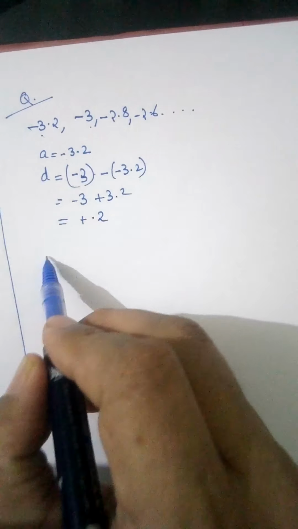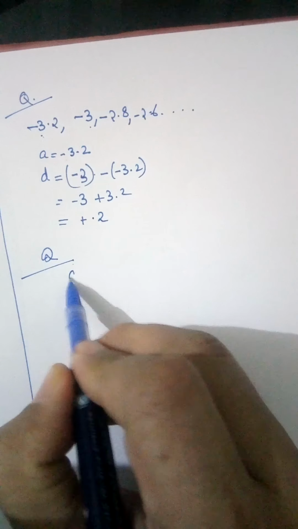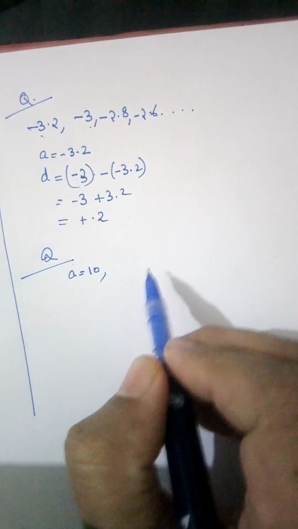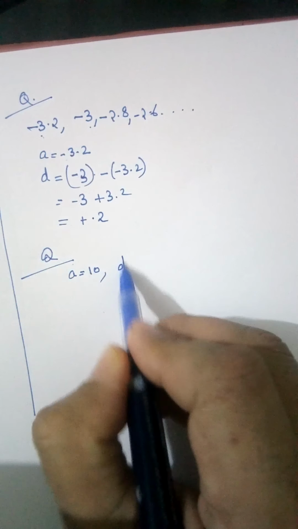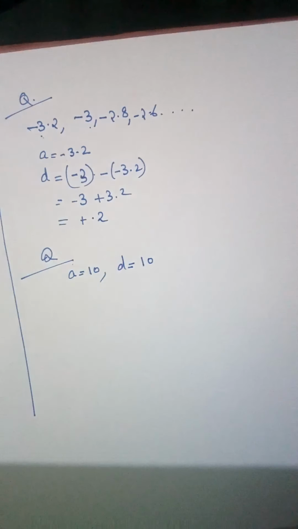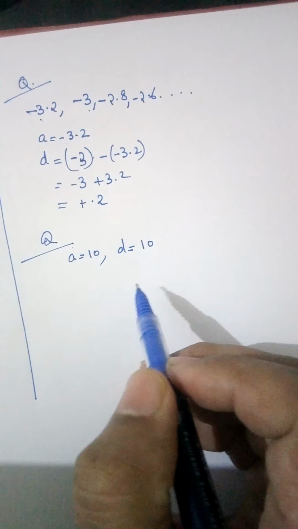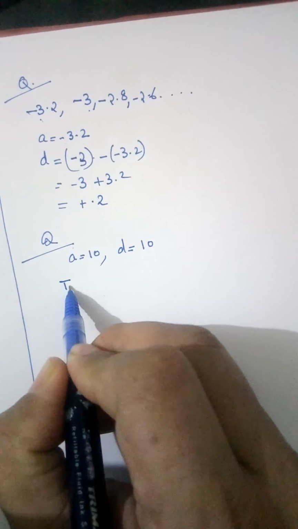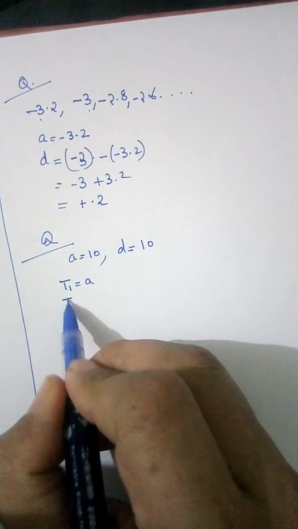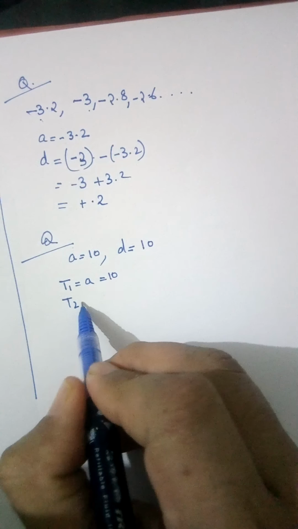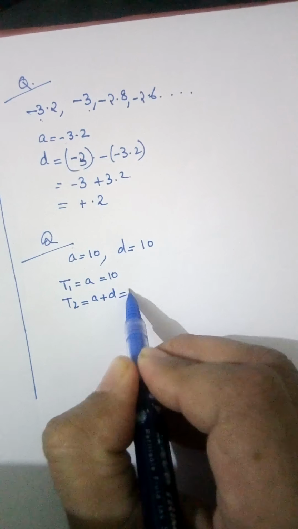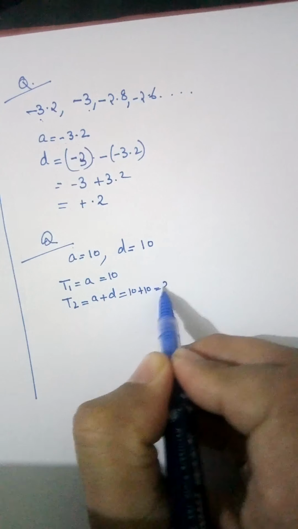Now let us take up another question. In this question I am giving you the first term as 10 and the common difference as 10. Now what is the question? The question is you have to tell the first 4 terms of this AP. T1 is A, which will be equal to 10. What is T2? A plus D, that is 10 plus 10, 20.